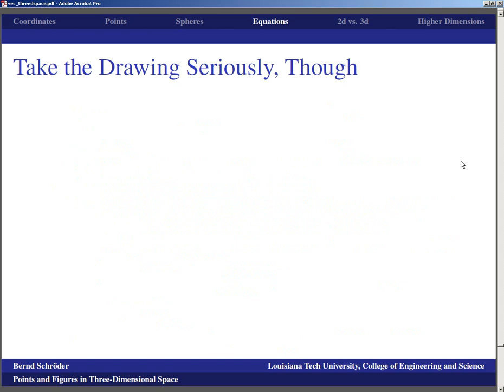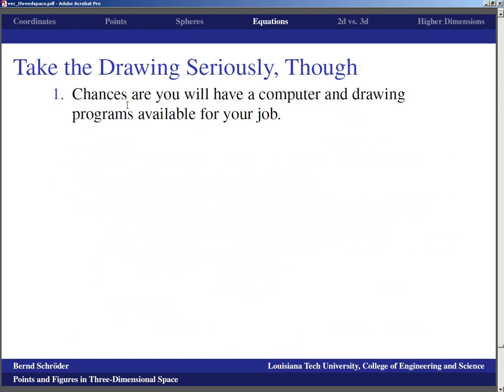So, take the drawing seriously. Chances are you will have a computer and drawing programs available for your job. I mean, everything that I'm doing here is done with a drawing program, and yet I first cut my teeth on drawing these things by hand. I first had to draw it by hand and see it in my mind. Ultimately, I've gotten to the point where I can draw them directly into the computer, but that is a similar skill. It's still drawing.